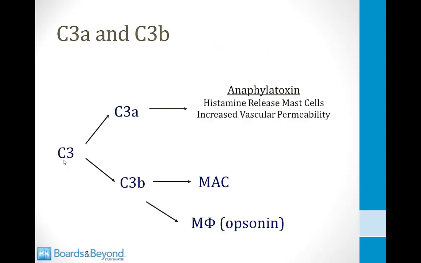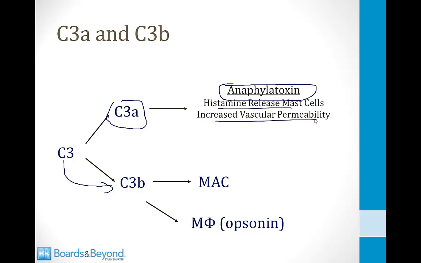When C3 is converted to C3b, it splits off a small molecule called C3a, and C3a has some effects on the immune system of its own. C3a is called an anaphylatoxin, and that's because it's been shown to stimulate histamine release from mast cells and increase vascular permeability, and it may be a component that leads to anaphylaxis.